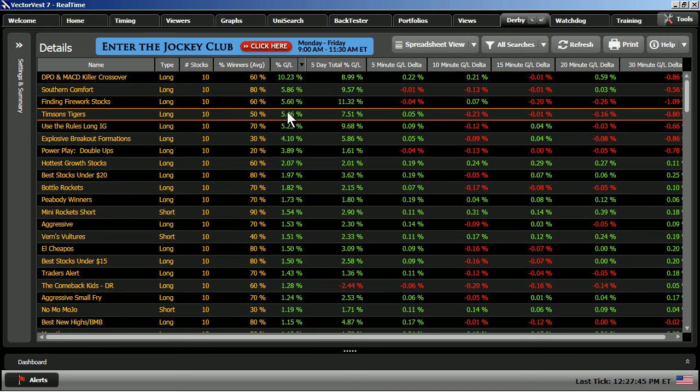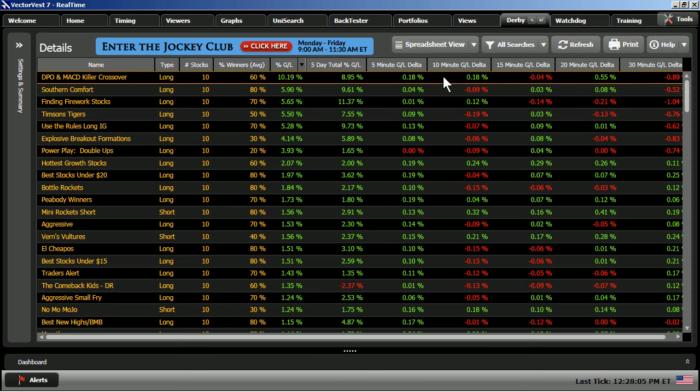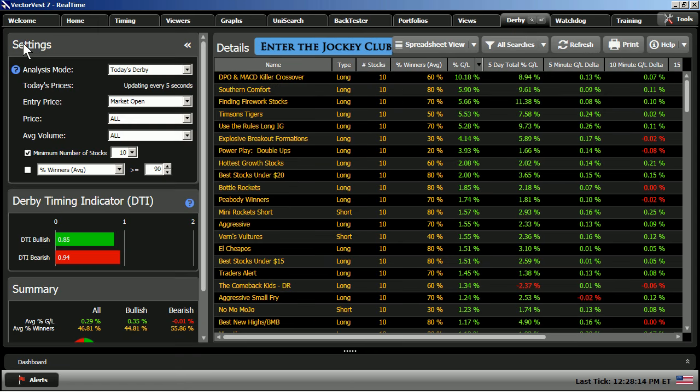But again, throughout the day, things are going to change. There's going to be rotation. Different searches may fall into favor later on in the afternoon, for example, that weren't at the top of the Derby or even performing well earlier on. These delta features will enable us to find those high momentum searches later on in the day. Okay, folks, we are super excited about these new features here in the Derby tool.